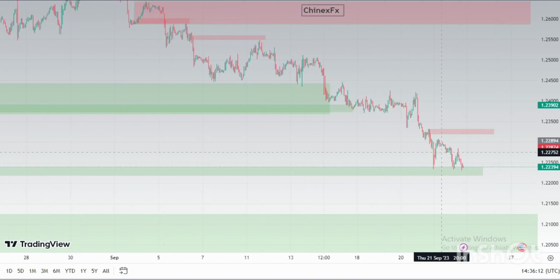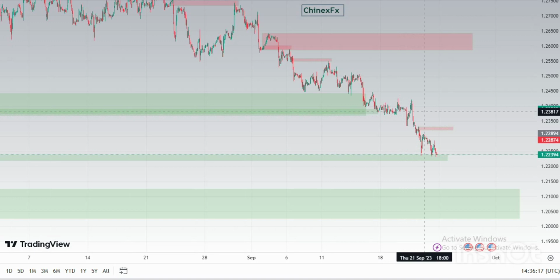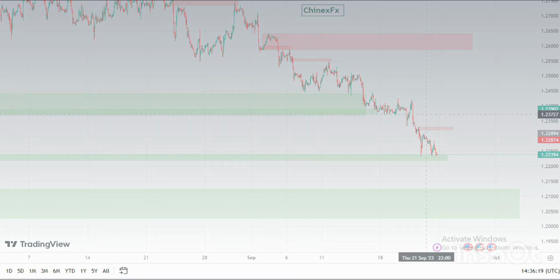Okay, so for GBP USD, what do we expect to have this week? As always, we'll quickly do a top-down analysis. So let's see the weekly time frame very quickly.